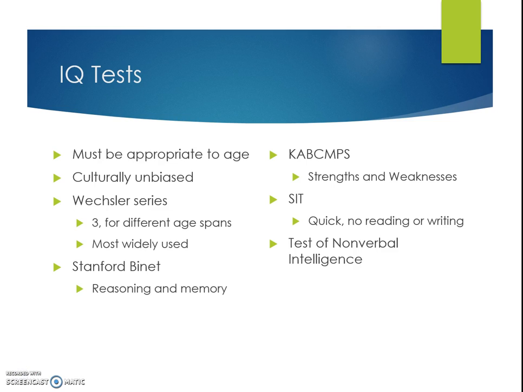The Kaufman Assessment Battery for Children, 2nd edition, discusses strengths and weaknesses of a child, while the Slosson Intelligence Test Revised is a quick and easy way to gauge IQ with no reading or writing needed. The Test of Nonverbal Intelligence is an IQ test that requires no use of written or spoken language.